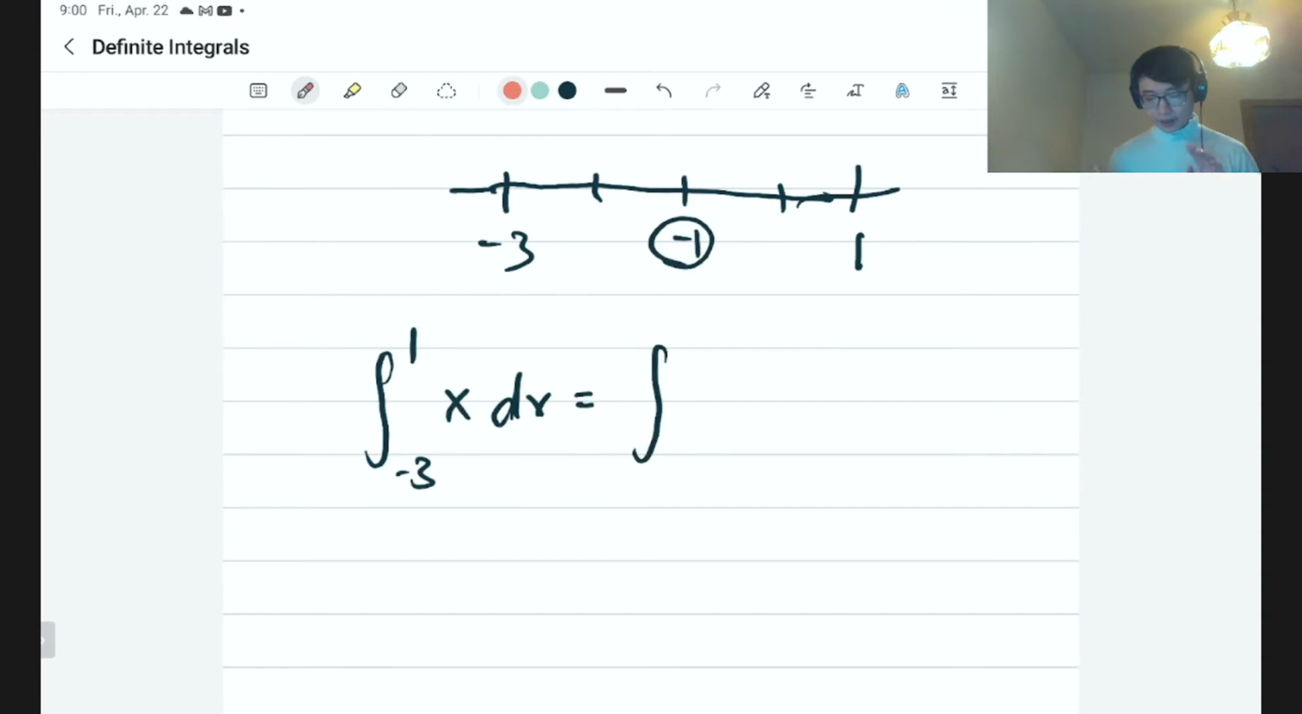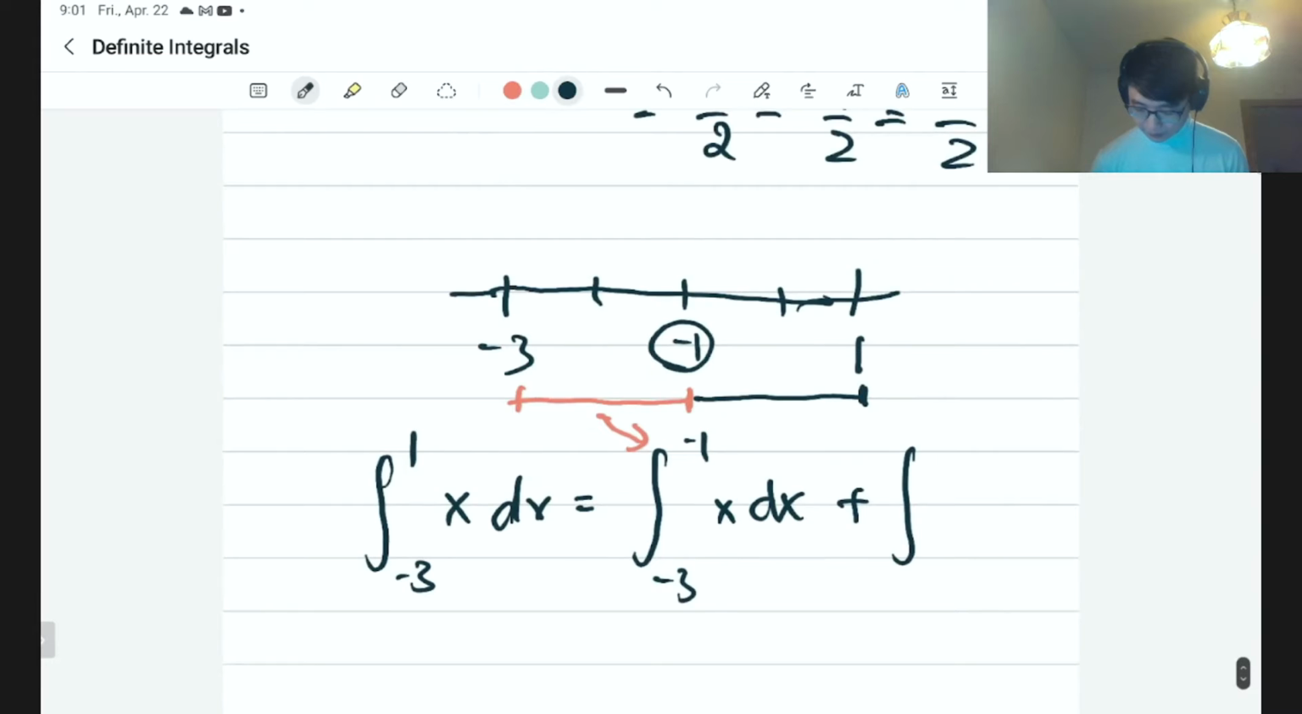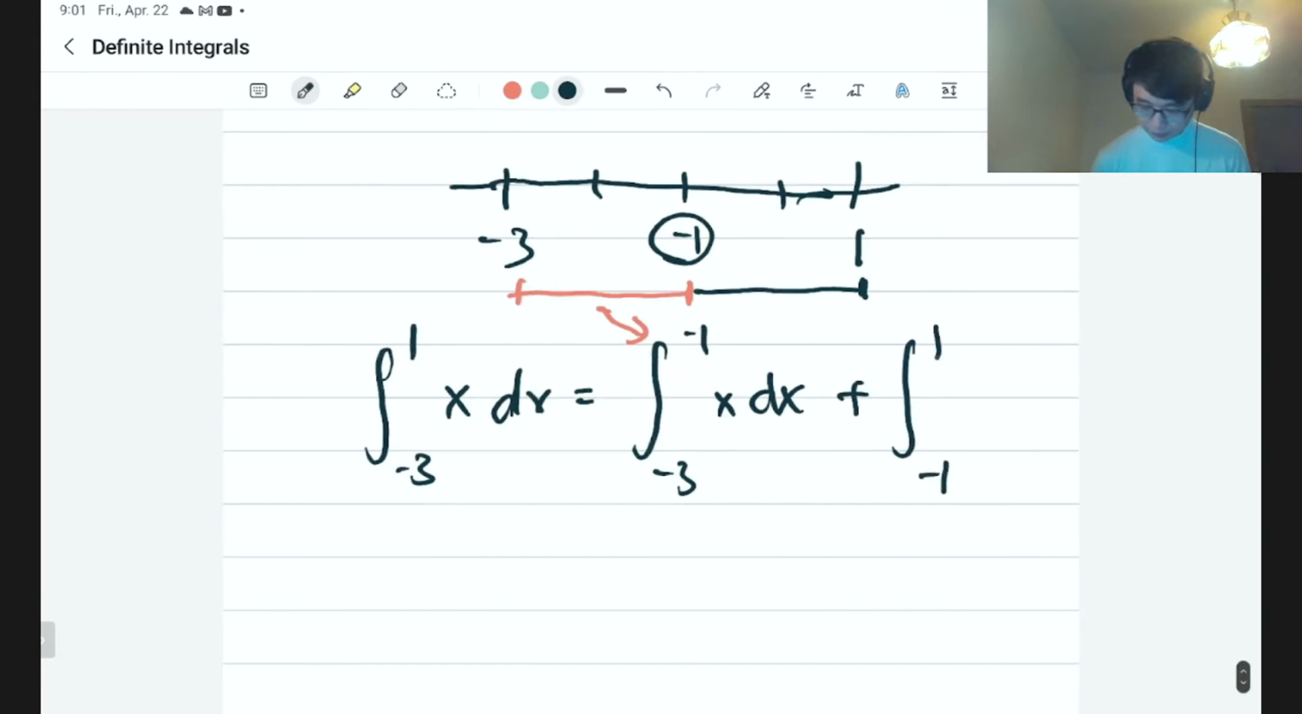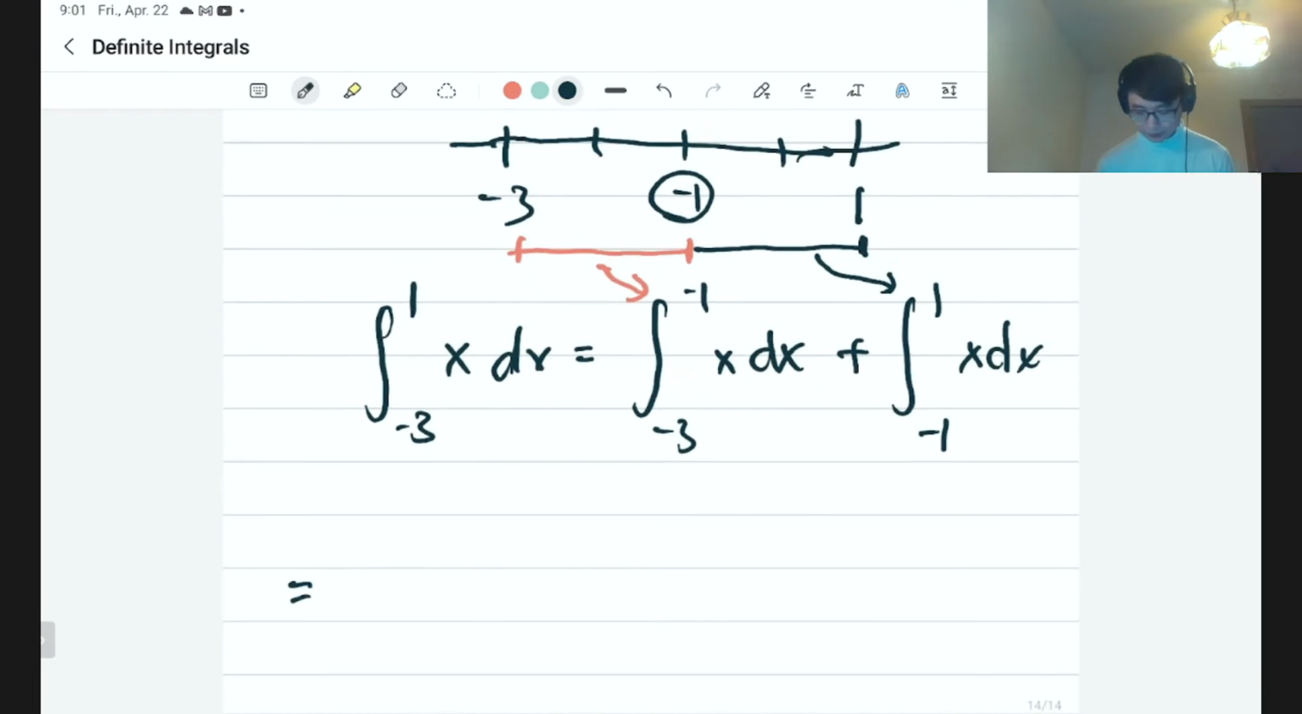So I'm going to do the integration from here to here, and then another integration from here to here. So from -3 to -1 of x dx belongs to this part, plus, since I'm adding the two together, from -1 to 1 of x dx. All right, let's evaluate this.